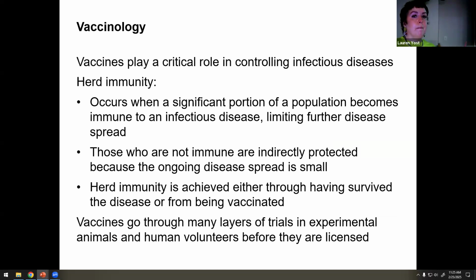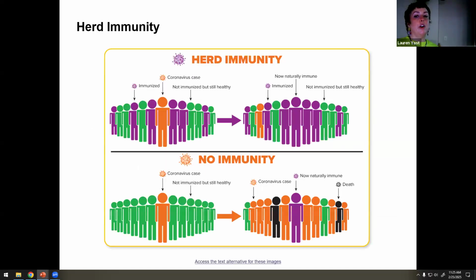And then herd immunity. Vaccines play a huge role in herd immunity. Herd immunity basically says that for each disease, there's a certain population of people that need to be vaccinated in order to protect the rest of the population.